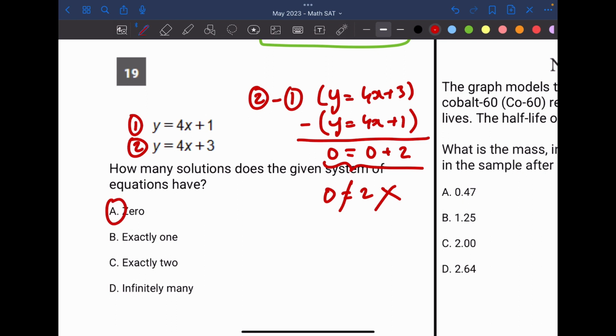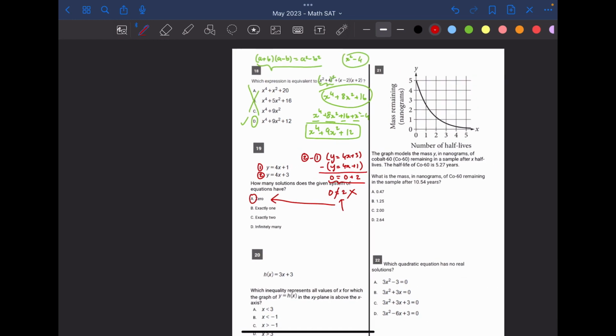Once again, basically subtract both and try to solve for x and y. That's what I'm trying to do here. When you subtract them, you try to solve for x or y. But then you figure out that something is wrong about your solution because 0 is not equal to 2. That means there are no solutions because it just doesn't work out. Okay, that was question number 19.